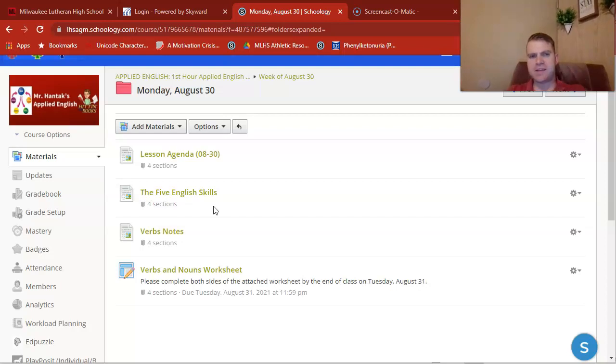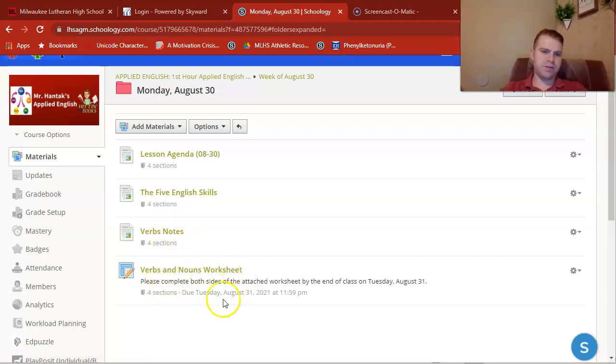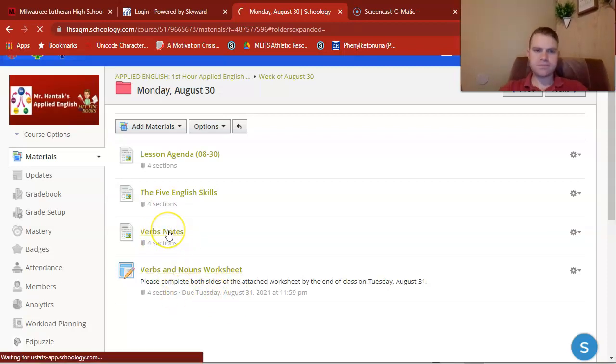Our first little baby step, building up those English skills this year, is parts of speech, as we learn verbs today. As you note right here in our Schoology course, these are documents you already have on paper. We've got Verbs Notes, which we'll do first here. There's also a Verbs and Nouns worksheet. It's not due until the end of class tomorrow. We'll take a look at both of these in this video.